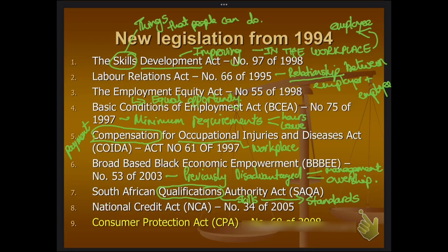Then we've got the National Credit Act. The National Credit Act is when you buy now and pay later. So credit means someone is owed. That's what credit means, so this act focuses on only that. The Consumer Protection Act: the consumer is someone that buys a product, and this act protects everyone that buys a particular product.